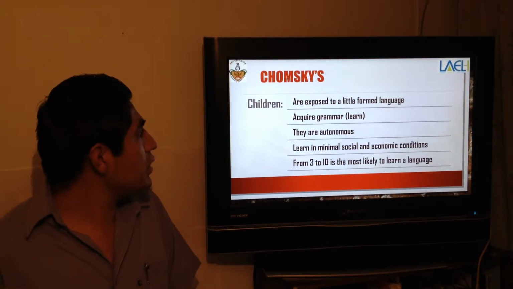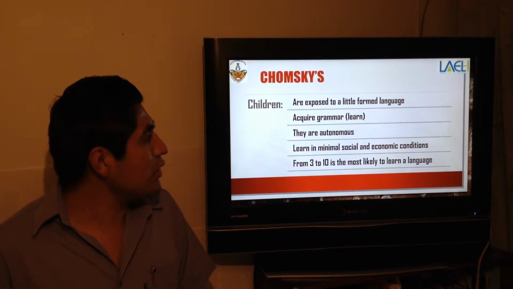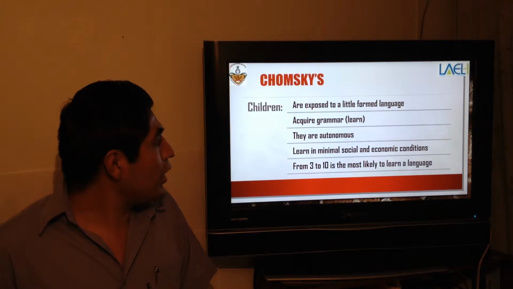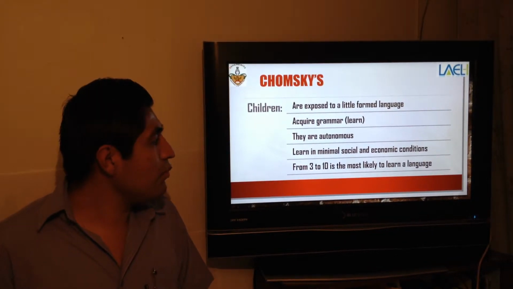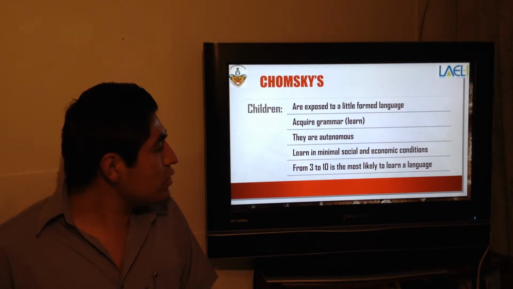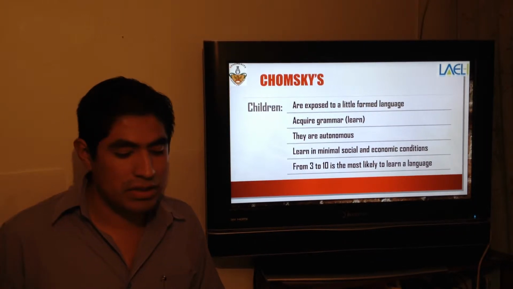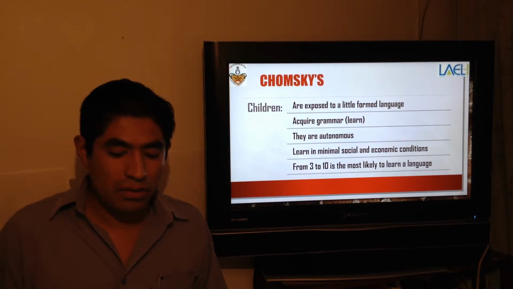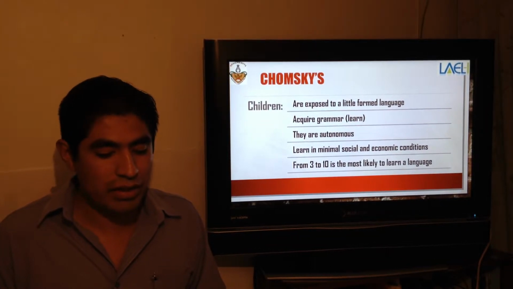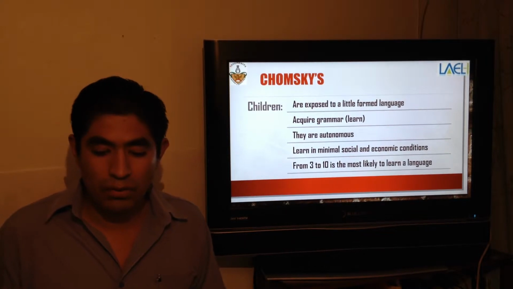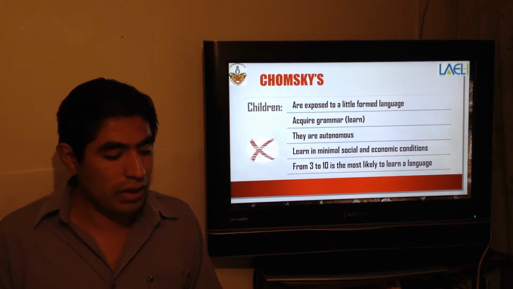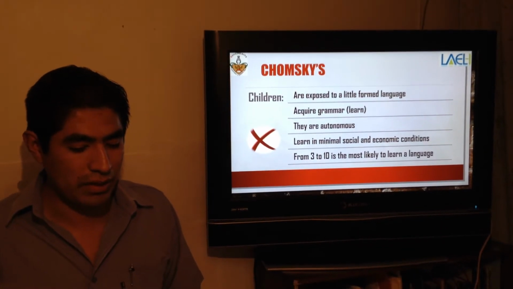Number 2, Chomsky. Chomsky's theory said that children are exposed to a little language. They acquire just grammar. Children are autonomous. They learn in minimal social and economic conditions. And from 3 to 10 is the most likely age to learn a language. Well, in my personal opinion, I can say that this theory is somewhat irrelevant because, for example, age is not necessary when we want to learn a foreign language. That's why I think that this theory is irrelevant.